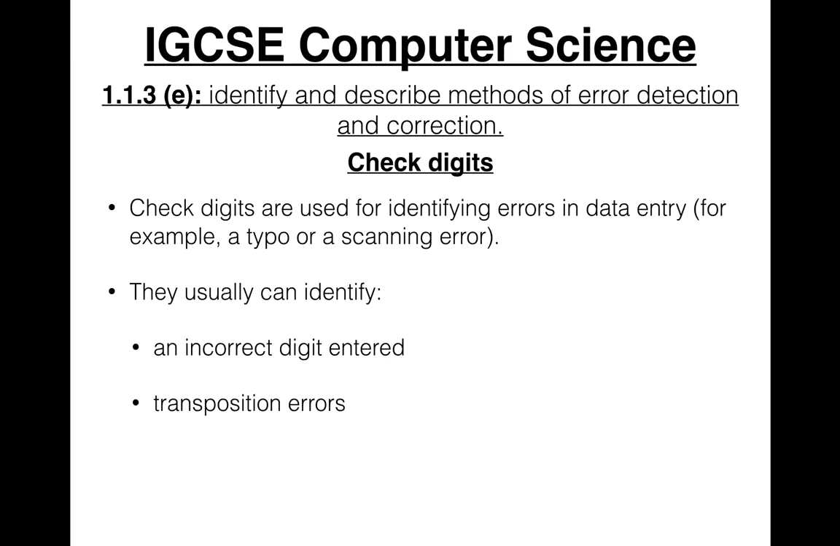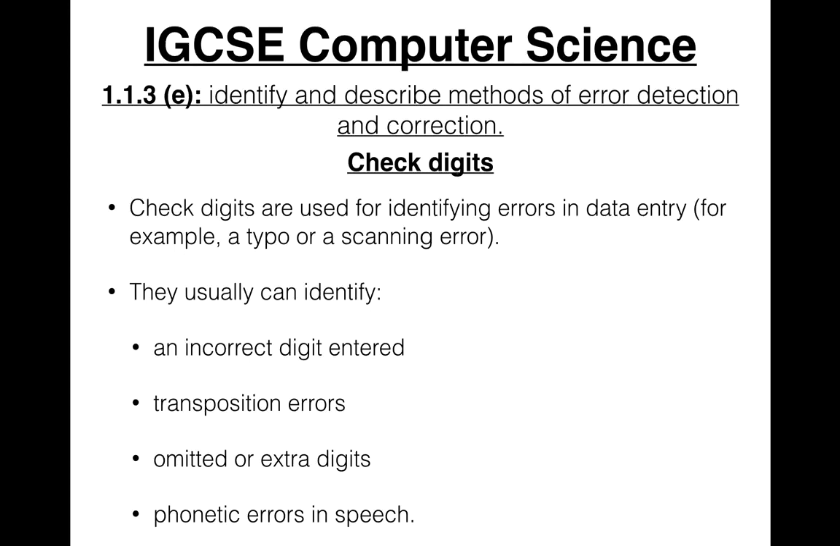transposition errors, which basically means if you were to type in 2233, but you accidentally typed in 2323, the 2 and the 3 in the middle would be switched. Also omitted or extra digits, like if you were meant to type in a 4-digit PIN and you typed in 5 digits or 3 digits. And phonetic errors in speech, like if you said the number 13, but then the computer thought you said 30.